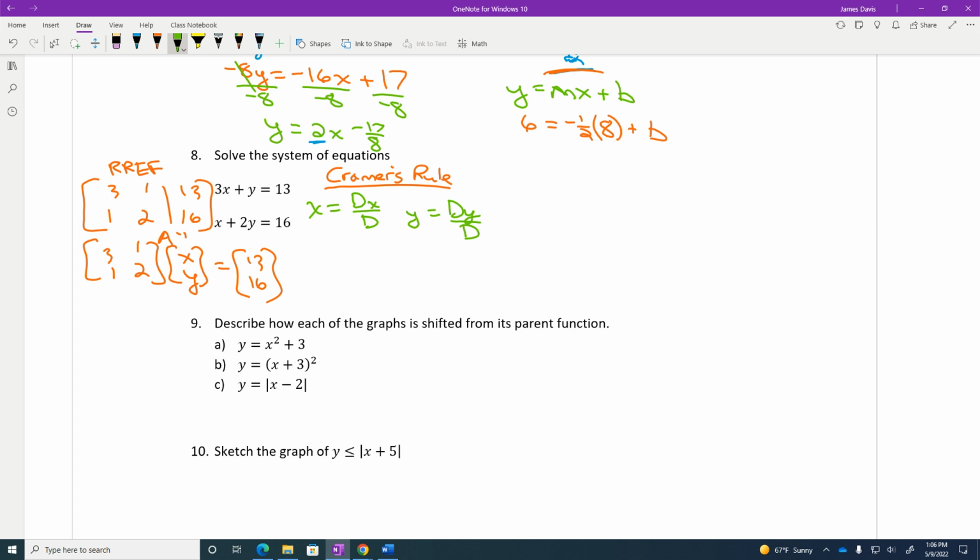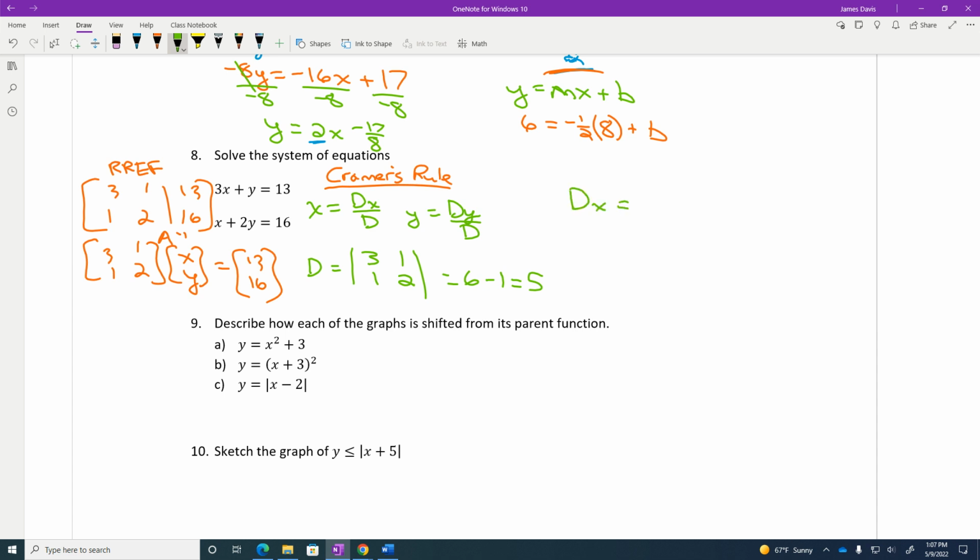To find these, the D's are called determinants. For the big D on the bottom, you draw these bars and put the coefficients: 3, 1, 1, 2. It's like a coefficient matrix. A 2 by 2 determinant is pretty easy. You cross multiply and subtract. 3 times 2 is 6, 1 times 1 is 1, so 6 minus 1 is 5. It got harder with 3 by 3 determinants, which you don't have to do. And then we do D sub x.